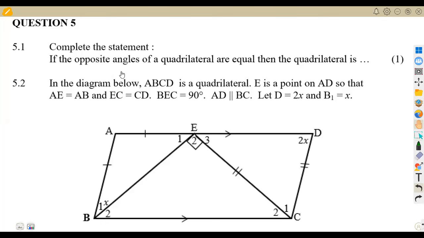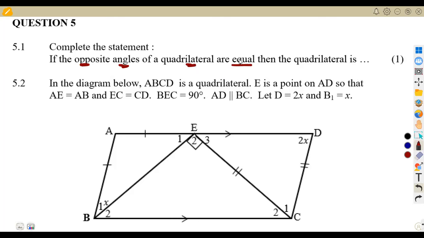As we can see, this is a past exam question that you're going to attempt, question number 5, where we are given 5.1, complete the statement. All right, so this is the statement that you're given to complete. If the opposite angles of a quadrilateral are equal, then the quadrilateral is, all right, a quadrilateral, you're talking about a polygon with four sides. Any polygon with 4 sides.